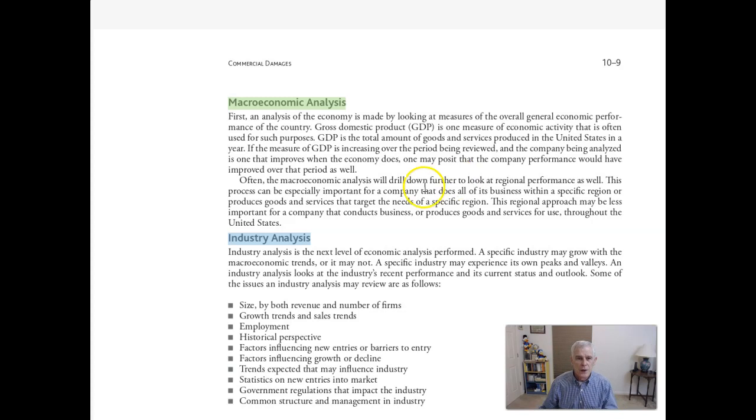Second point, the industry. Now the industry itself, even though you might have a great economy going on, that particular industry might be nosing down or nosing upward more than the regular economy, the overall economy. So look and see how the industry is doing. That's going to help you predict those possible sales that were lost and so forth.